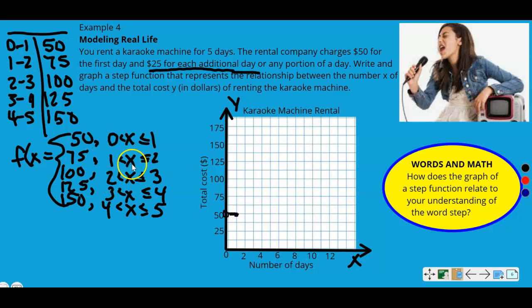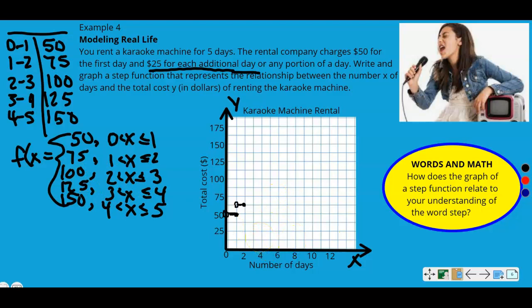All right, day 2 costs $75. 1 is not included because that charge would be right here. So on this step, we will have an open circle here, and we will have a closed circle at 2 because this would represent 2 days or 48 hours. So anything between 24 and 48 hours would be included in that step. And then the next day, 2 and 3, would be $100.